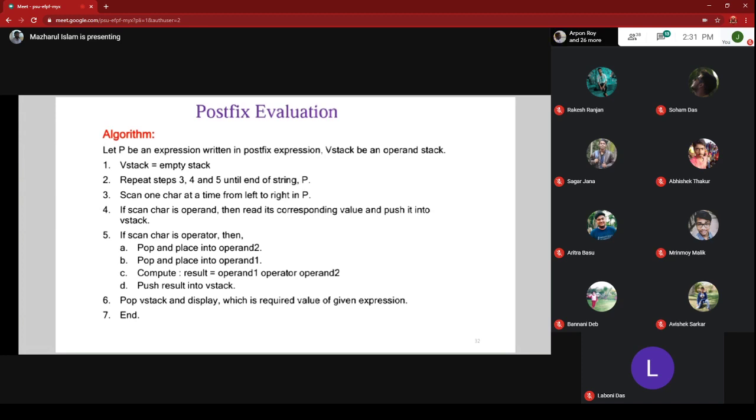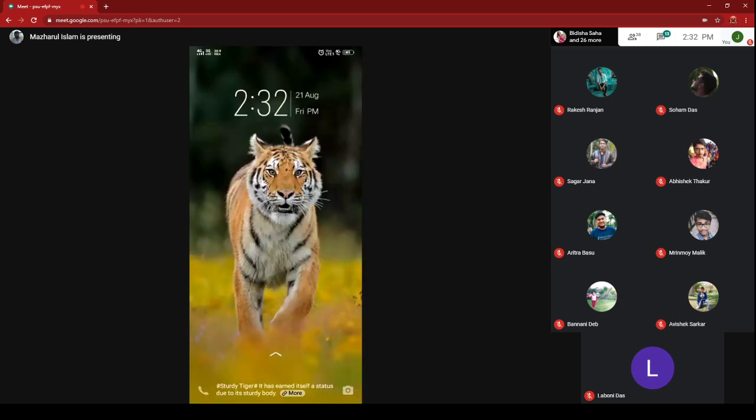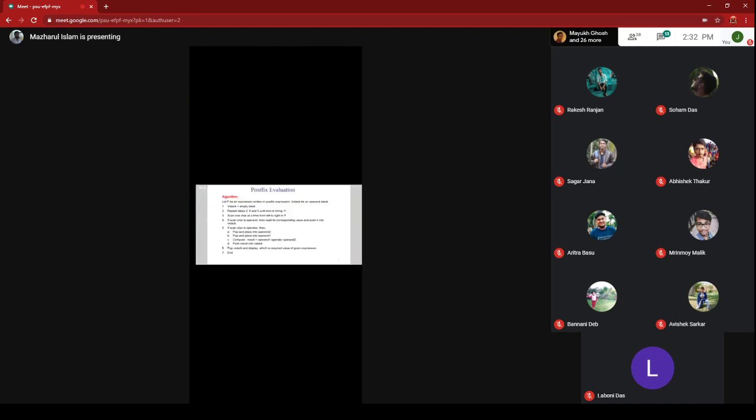Step number 3: repeat steps 3, 4 and 5 until you reach the end of the string. After getting the postfix string, you have to scan one character at a time from left to right. From left to right, you will scan the characters one by one.